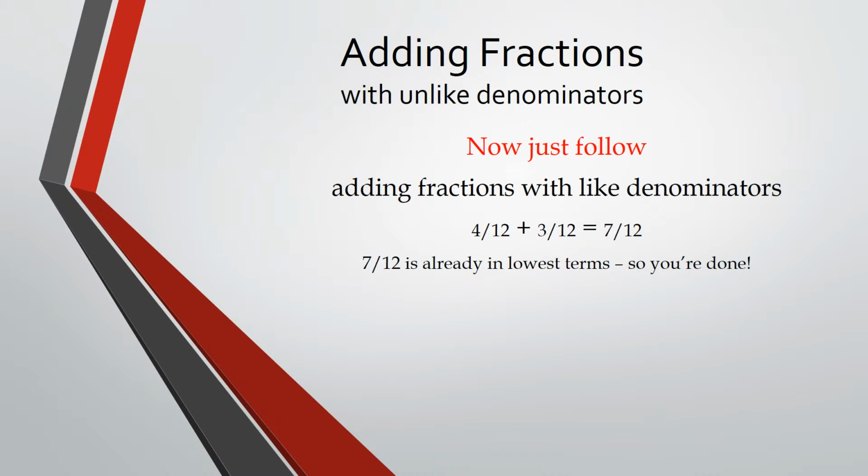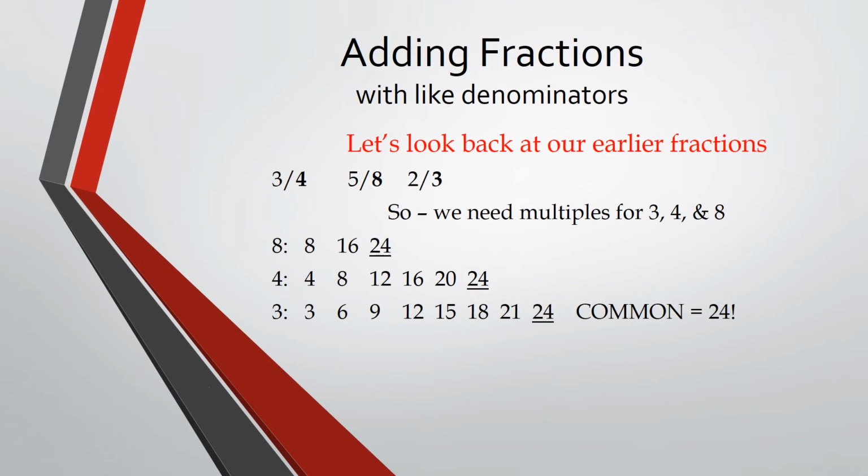Now it's as simple as just following the adding fractions with like denominators. So 4/12 plus 3/12 equals 7/12. And 7/12 is not an improper fraction, and it's already in lowest terms. So you're done. It's that simple. Well, okay, it's not always that simple.